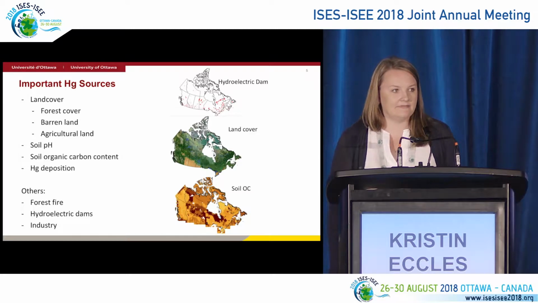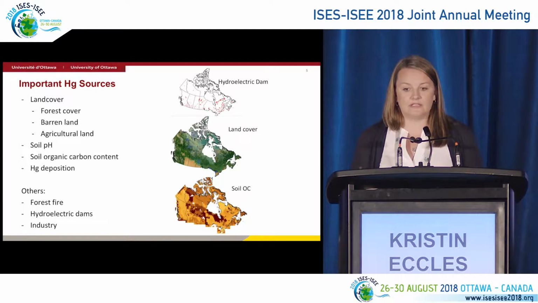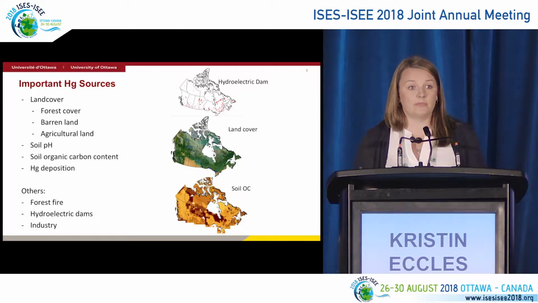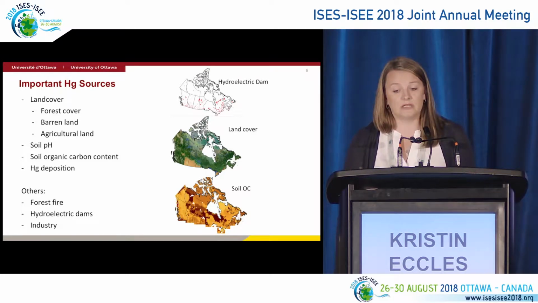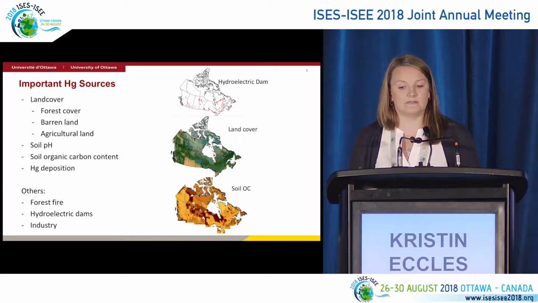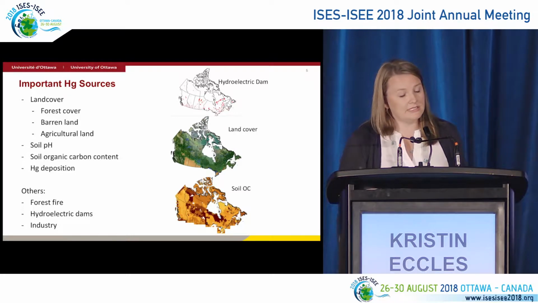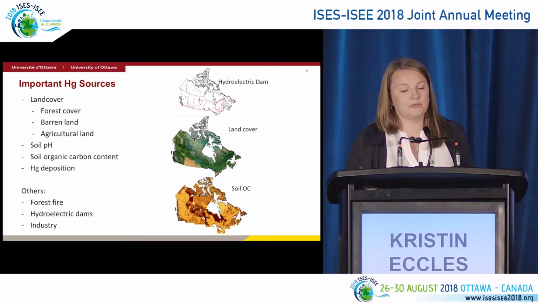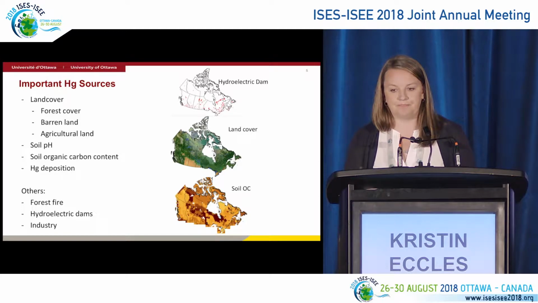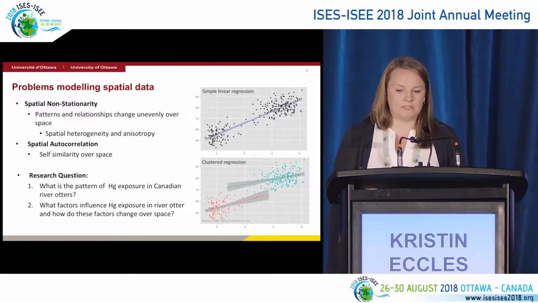From these studies, they have identified important drivers of mercury exposure. These have included land cover, including forest cover, barren land, and agricultural land, as well as the soil pH content and soil organic carbon content, as well as mercury deposition. Some other sources of mercury that have been identified but were not included in these studies include forest fires, hydroelectric dams, and industry.